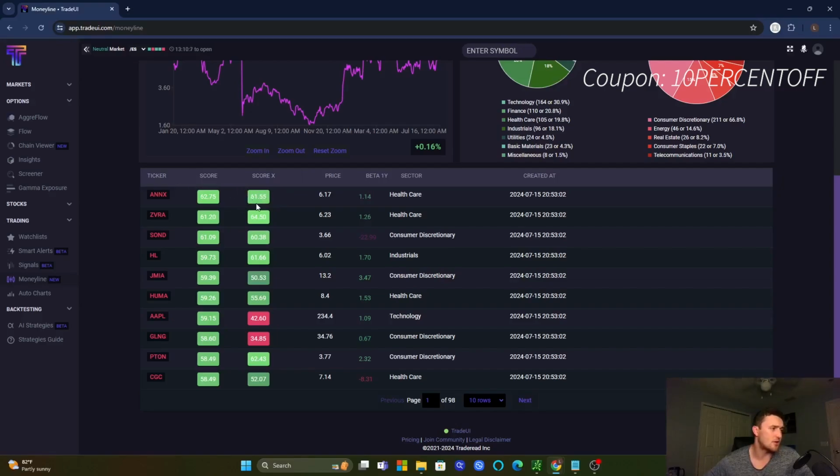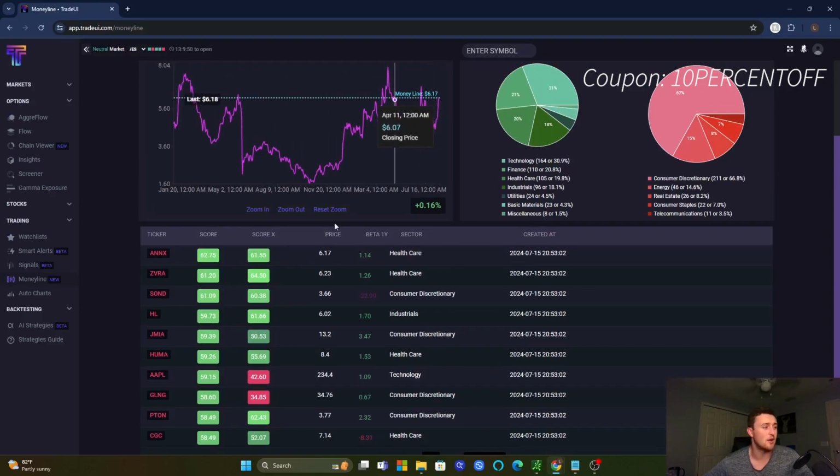Then you have your X score. Your X score is the probability that the price is going to be above the money line at the next Friday. So if you see this data coming in on a Wednesday, you know by Friday there's a high probability that this is going to be higher than the money line that's generated here.